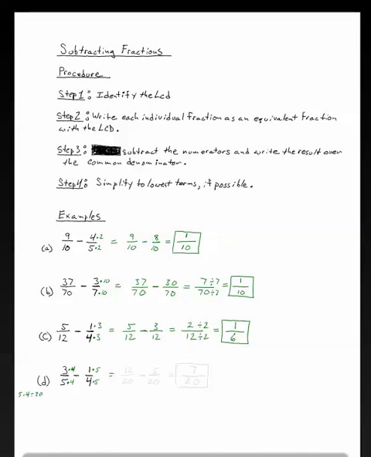This gives us the new problem of 3 times 4 is 12 over 5 times 4 is 20 minus 1 times 5 is 5 over 4 times 5 is 20. Now that we have a common denominator, we can subtract the numerators. So 12 minus 5 is 7 over the common denominator of 20. And 7 and 20 don't share any common factors. There's nothing that will divide both 7 and 20 evenly. So we're done. Our final answer is 7 over 20.